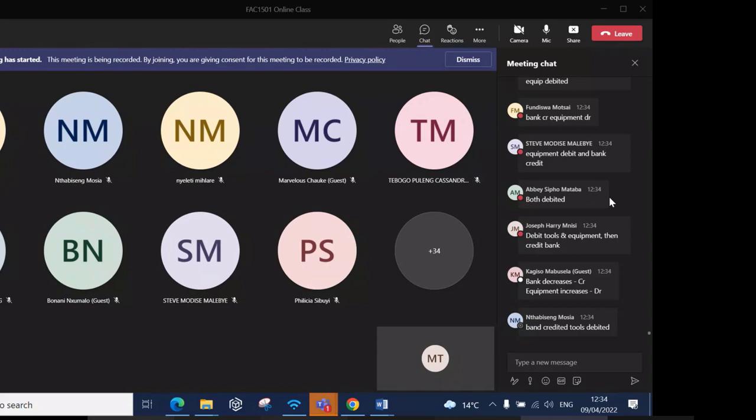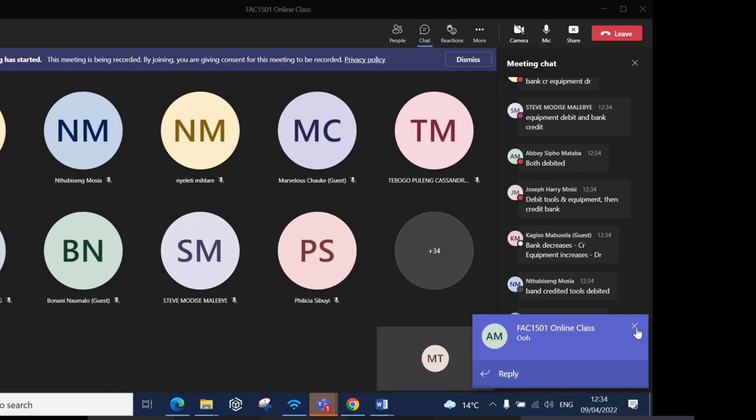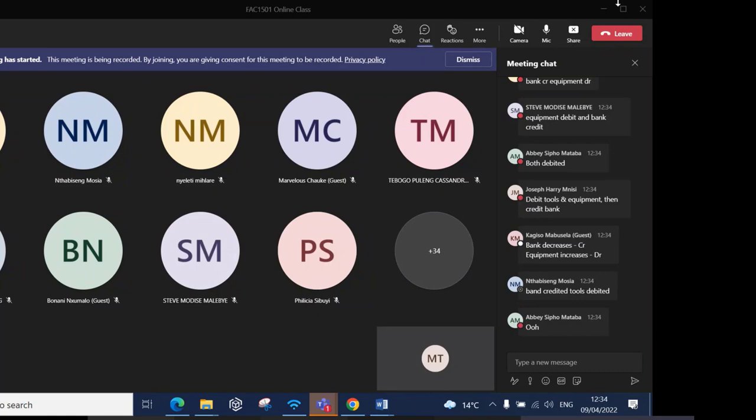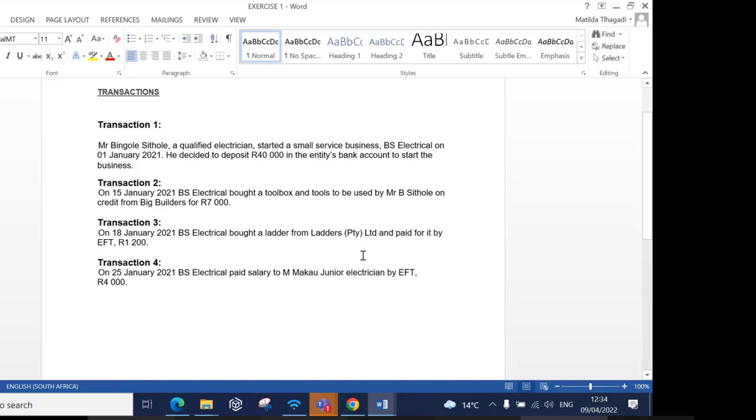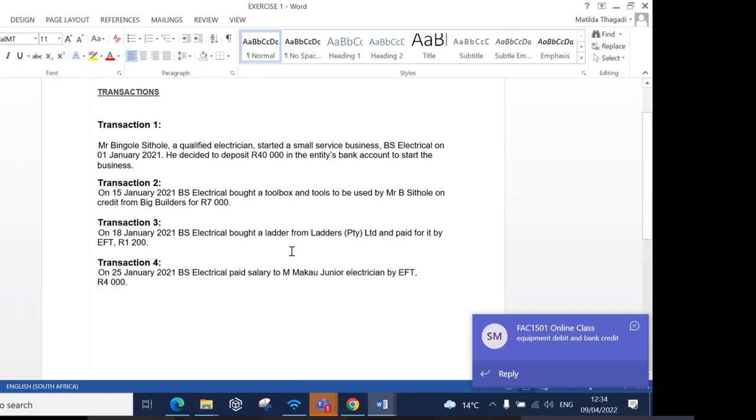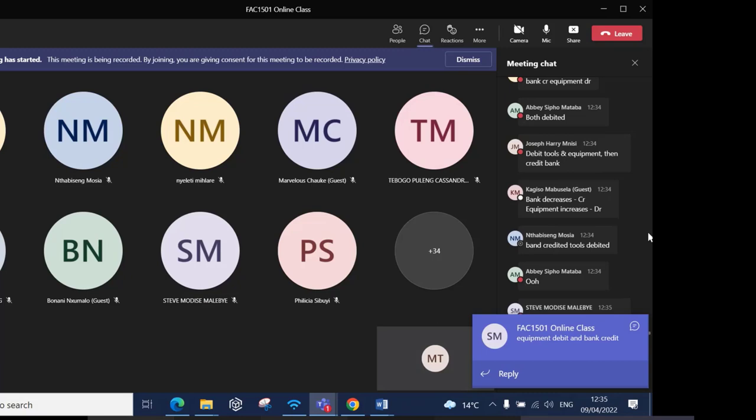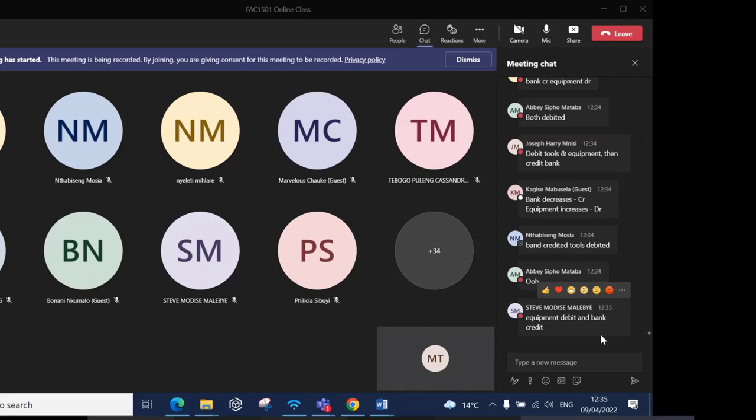So, guys, we agree that we're going to debit toolbox and equipment with 1,200 in the general ledger and the trial balance. And we're going to be crediting bank with 1,200 on the general ledger and the trial balance. We agree with that. So well done on the third transaction.